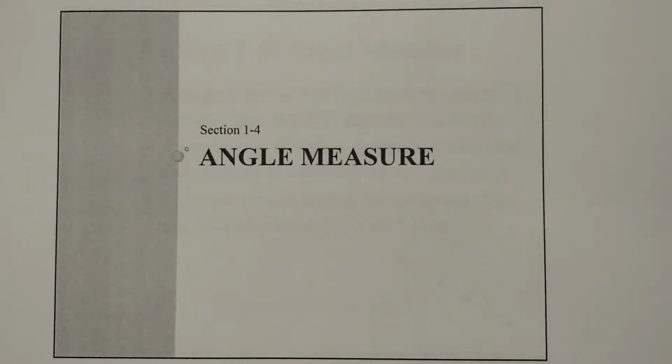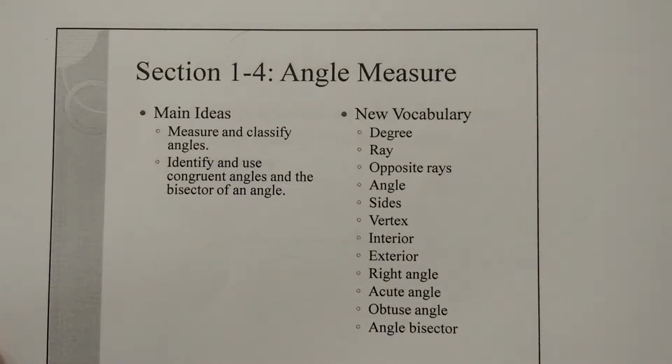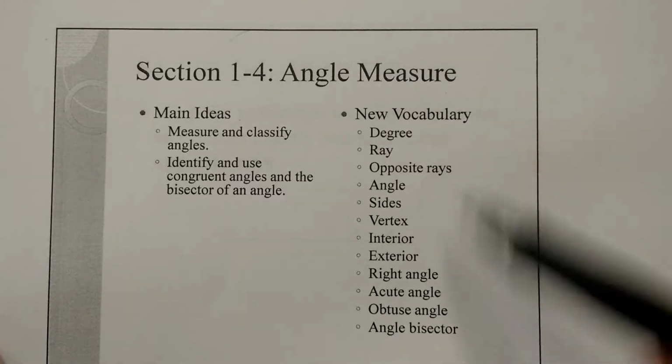Okay, here we have section 1.4, which deals with angle measures. So our main ideas: measure and classify angles, and then identify and use congruent angles and the bisector of an angle, and a whole host of new vocab words. So you can see those right there.